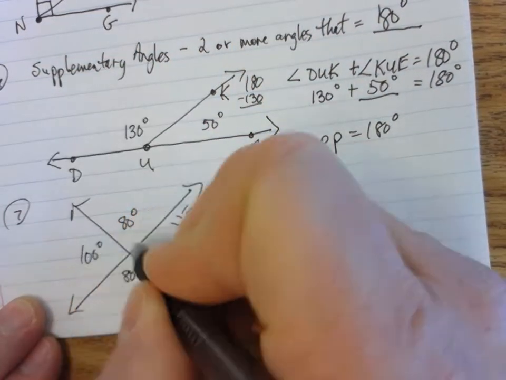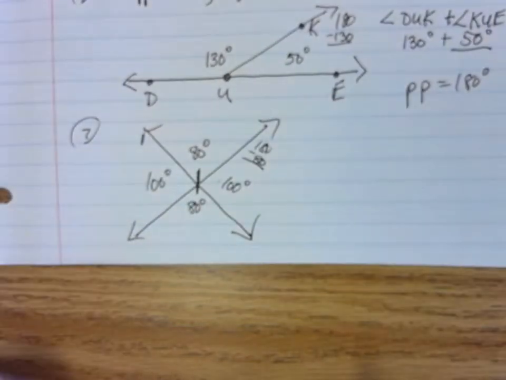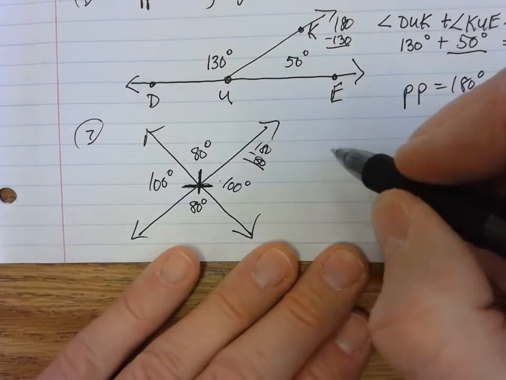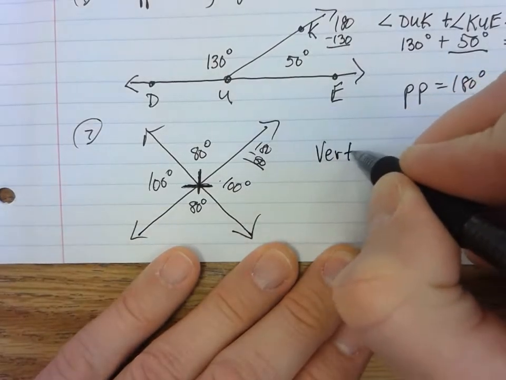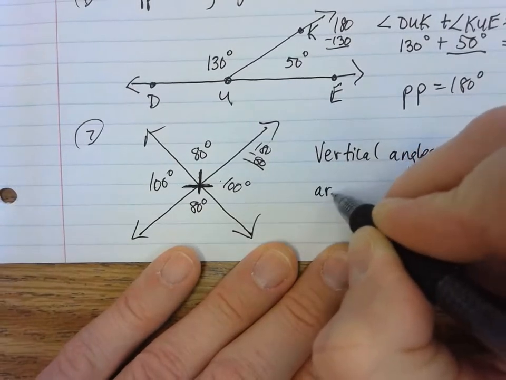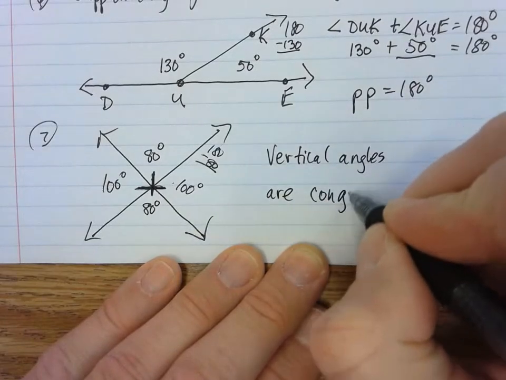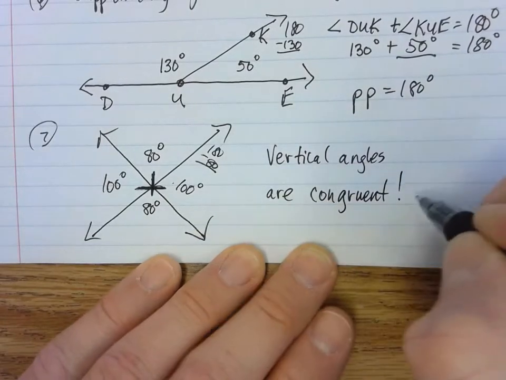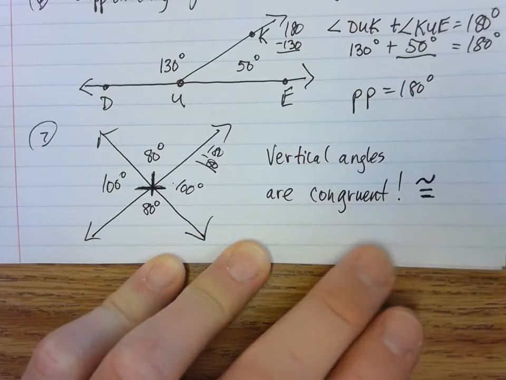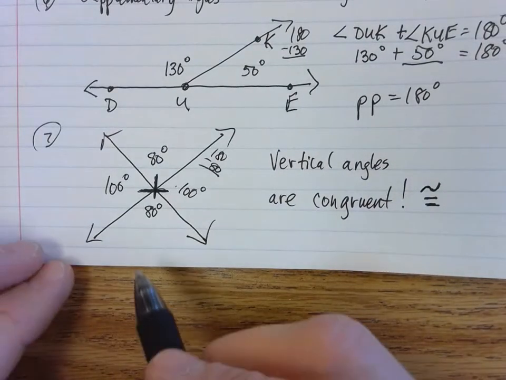So you can see how this works. These opposite of each other are congruent. Both of those are 80. And these opposite of each other over here are also congruent because they're both 100. These are known as vertical angles. Vertical angles are congruent, is the geometric word you want to use there. And the symbol for congruent is the old equal sign with a little wavy line over the top of it, something like that. So vertical angles are congruent.